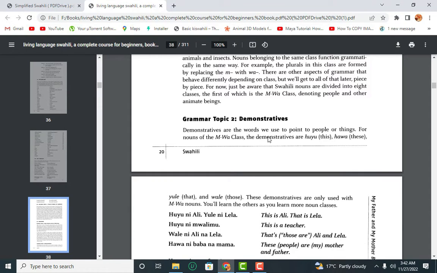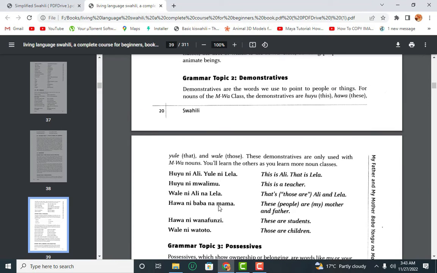Demonstratives are the words we use to point to people or things. For nouns of the mwa class, the demonstratives are huyu, which means this, hawa, which means these, yule, which means that, and wale, which means those. These demonstratives are only used with the mwa class. You learn the others as you learn more about the noun classes.